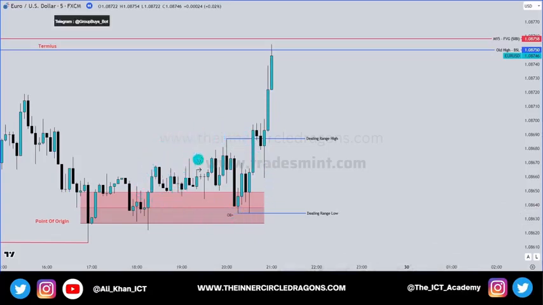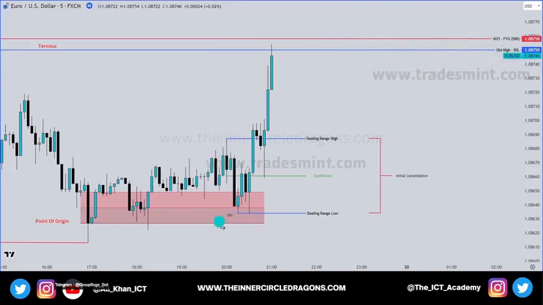You can see how we've ranged back and forth. All of this range is inside of this dealing range high to this dealing range low. We have our equilibrium level, which sits at the midpoint between the dealing range high and the dealing range low. This is our initial consolidation. You can see the relative equal lows at the dealing range low. This is engineering a pool of sell side liquidity below these equal lows.